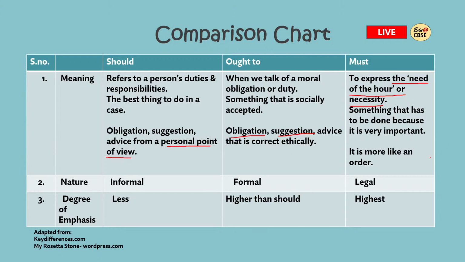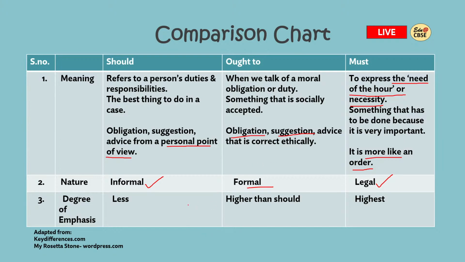And must के केस में it is more like an order. So these are the basic differences. Nature, should is informal, क्योंकि ये personal point of view है, तो should जो है वो informal है. Ought to, it becomes formal, क्योंकि ये society में accepted है. And must is legal because it is like an order. So must जो है वो legal हो जाता है. Law and order वाली situation में must.